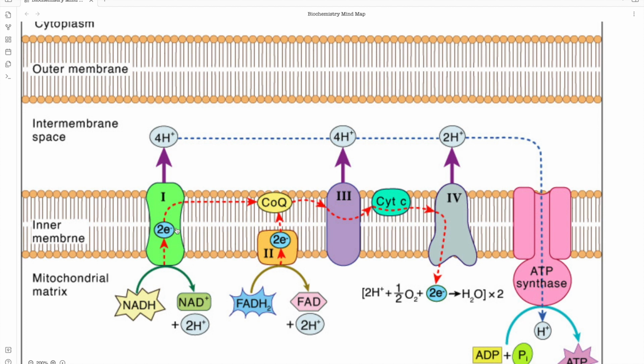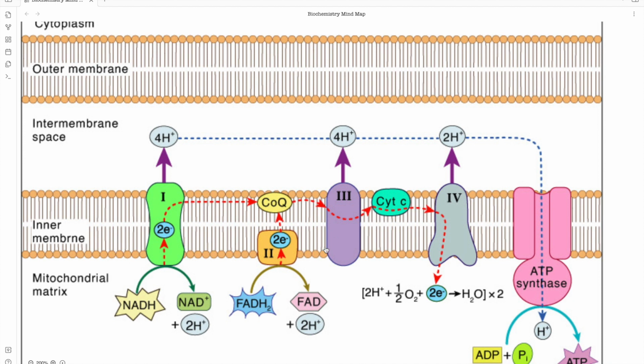Another difference is, whenever complex 1 uptakes 2 electrons from NADH, 4 protons are transported from the mitochondrial matrix to the intermembrane space. But in the case of complex 2, which can uptake 2 electrons from FADH2, there is no release of protons into the intermembrane space. So between complex 1 and 2, we can say that there are 3 major differences.